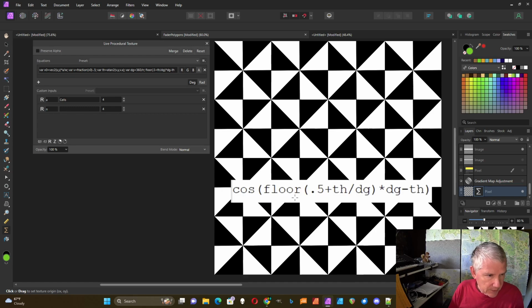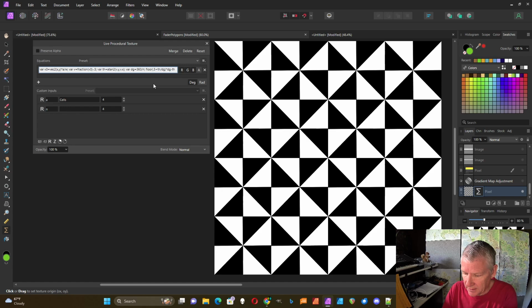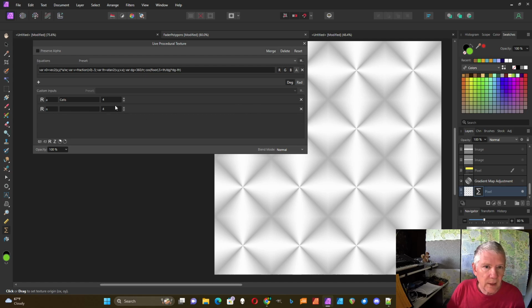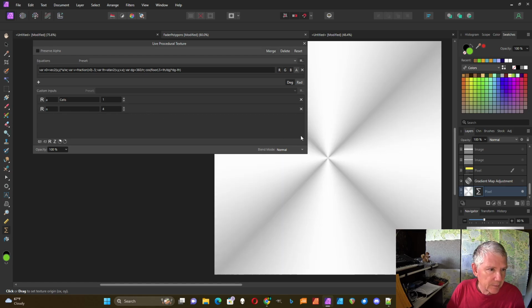I'm going to take the cosine of the floor, 0.5 plus theta, divided by the number of degrees, times the number of degrees, minus theta. So I'm almost there. You just have to take the cosine of this. So I'm going to do that. Cosine of all of this. And I'm going to go back down to 1.